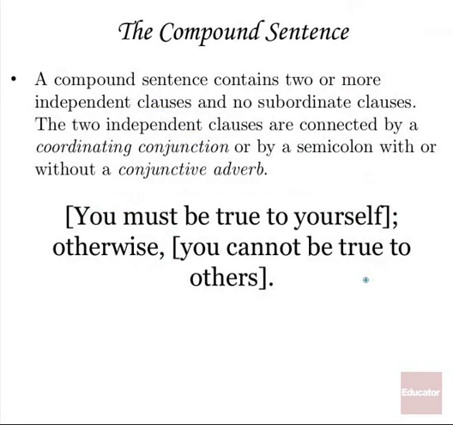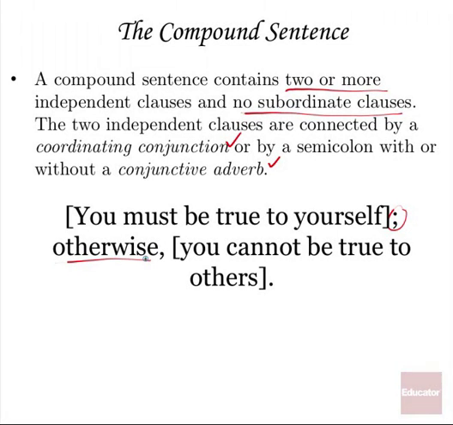Now, the compound sentence is a little bit more complicated. It contains two or more independent clauses, but still no subordinate clauses. The two independent clauses are connected by a coordinating conjunction, which we learned about in our lesson on conjunctions, or by a semicolon with or without a conjunctive adverb, which is also in the conjunctions lesson. So, we have a different form of our previous sentence. You must be true to yourself; there's our semicolon and our conjunctive adverb. Otherwise, you cannot be true to others.